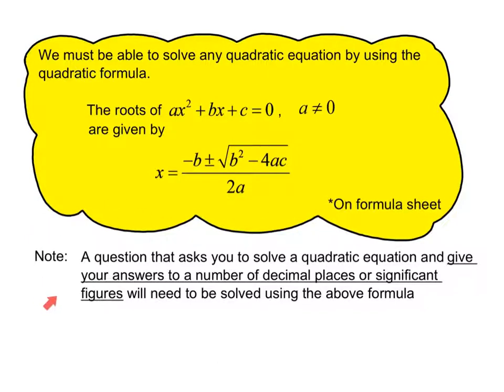Now the most important thing about using the quadratic formula is knowing when to use it. So this note down here is really important. A question that asks you to solve a quadratic equation and give your answer to a number of decimal places or significant figures is basically the exam board's way of telling you that you are going to need to use the quadratic formula to answer the question. So if you're asked to solve a quadratic equation and it doesn't mention decimal places or significant figures, it generally means you can solve it by factorising, which will be easier and quicker. But if the question asks you to give your answer to a number of decimal places or significant figures, then you're going to need to use this formula.